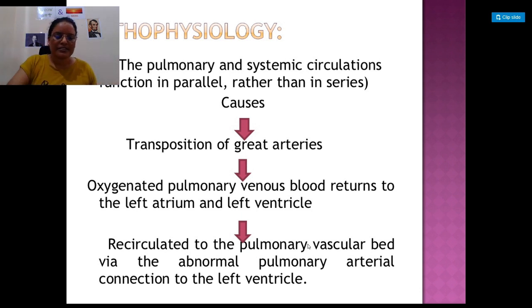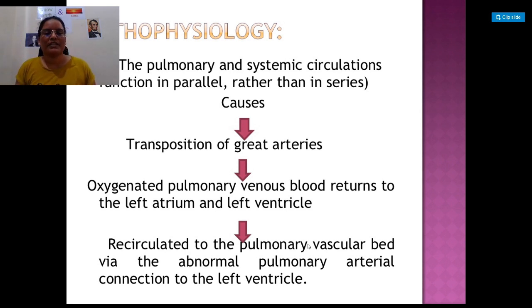And in the body, the blood that circulates is deoxygenated blood. That's why a child suffering from transposition of great arteries always looks cyanotic. The pulmonary and systemic circulation function in parallel rather than in series. Oxygenated pulmonary venous blood returns to the left atrium and left ventricle, and from there the pulmonary artery takes the blood and gives it again to the lungs for purification.